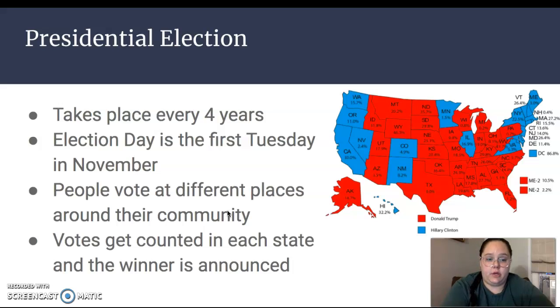So all of the New York polling places will tally up their votes, and then they will give the winner of that state. And then by the end, they will tally up all of the votes, and whichever candidate got the most votes will win.